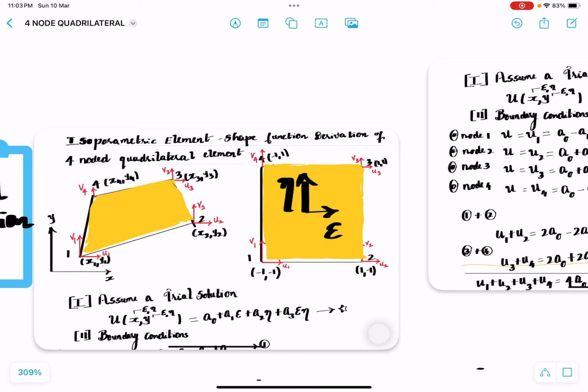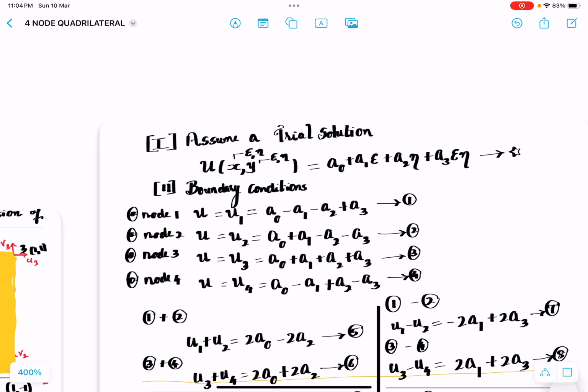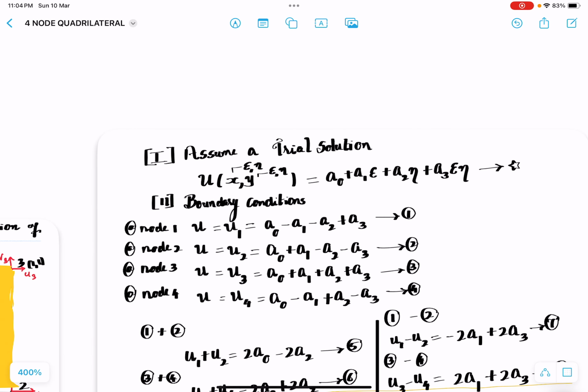Okay, now without further delay, in the conventional method, the first step always is to assume a trial solution. There you can see the star equation, that is the trial solution that you have assumed. Now, you can actually add more terms in this trial solution, higher order terms, and that will lead to higher order elements. So if you are choosing a higher order element, then you will have more terms in the trial solution. In our case, it is A0 plus A1 epsilon plus A2 eta plus A3 epsilon eta.